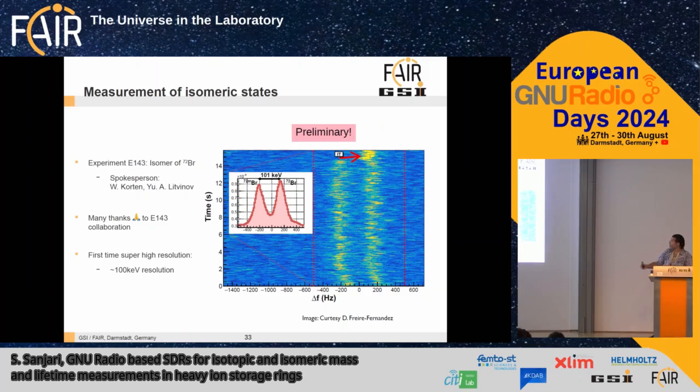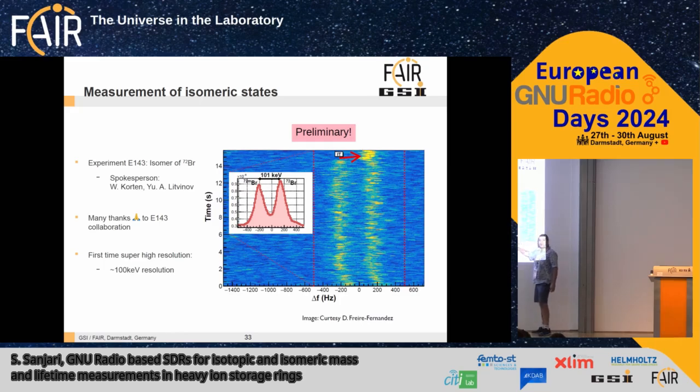This is, for example, one thing that we have been testing, and this is going to be the 2025 experiment as well. In the previous experiment, we were able to achieve a very high resolution, equivalent to a 100 keV energy difference between the nucleus and its first isomeric state. And this is so close, that is 100 kilohertz, that is amazing.